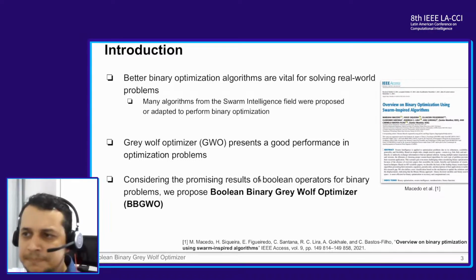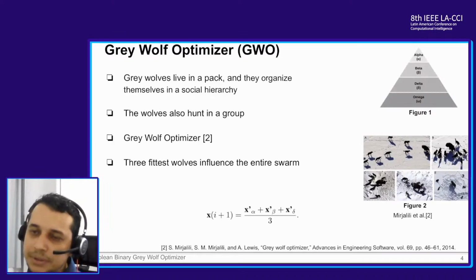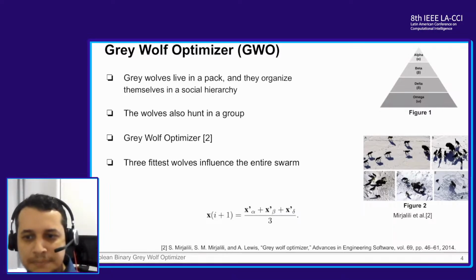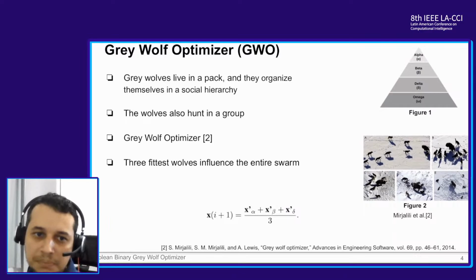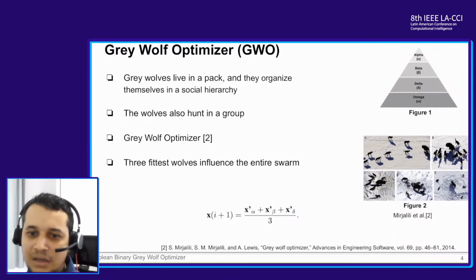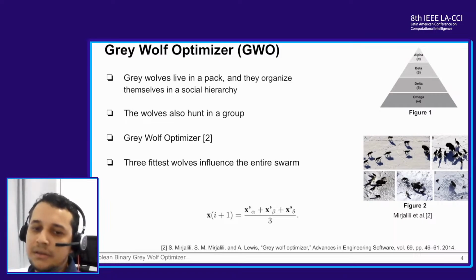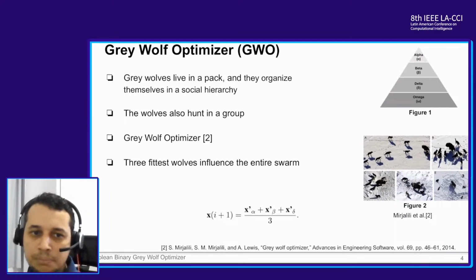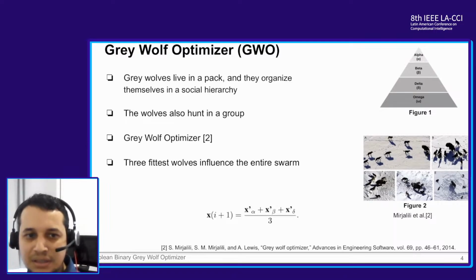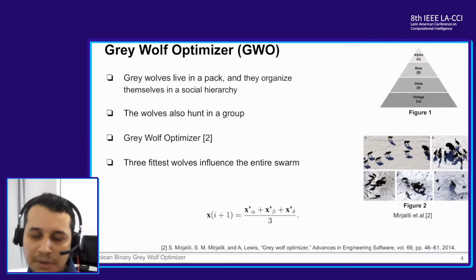Allow me to introduce GWO. In nature, gray wolves live in a pack, and they organize themselves in a strict social hierarchy. Alpha, beta, and delta are at the top, followed by the lowest level, the omegas. Also, the wolves hunt in a group, following a specific set of steps. Inspired by the mentioned behavior, Mirjalili et al. proposed the Gray Wolf Optimizer, GWO, in 2014. In the proposal, each wolf represents a candidate solution, and the three best agents are considered alpha, beta, and delta. In the movement, the entire swarm is attracted by them.